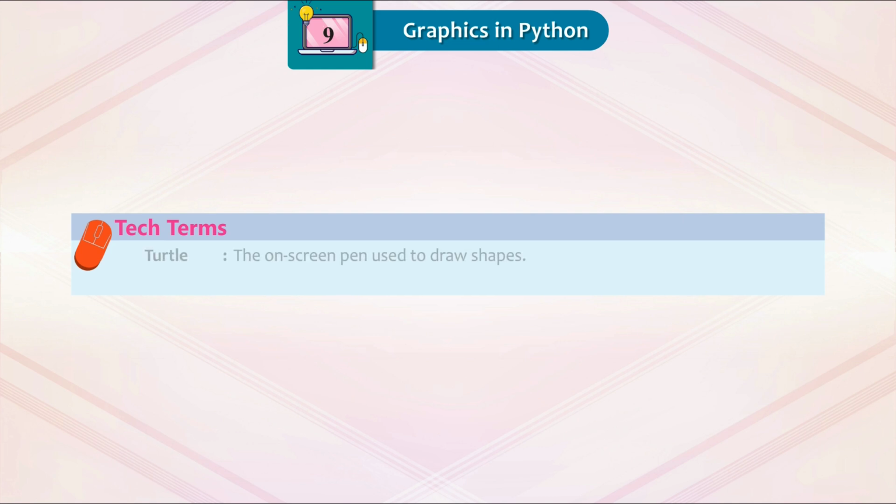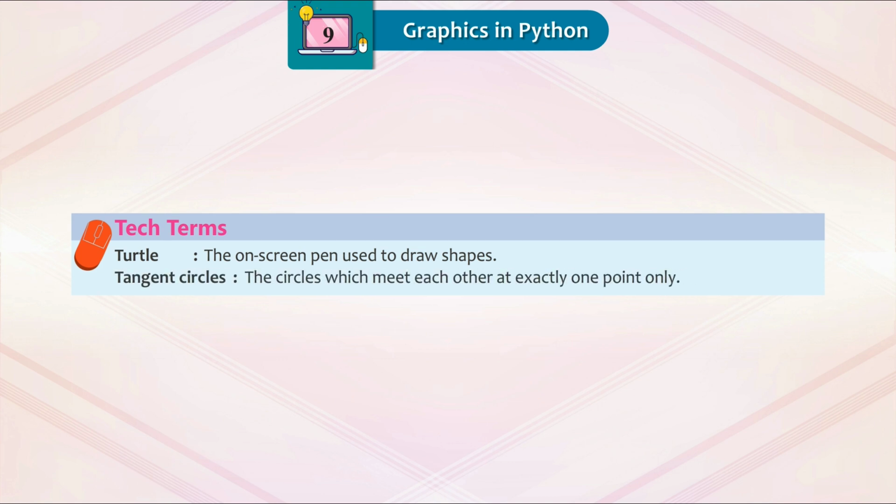Tech terms. Turtle: the on-screen pen used to draw shapes. Tangent circles: the circles which meet each other at exactly one point only.